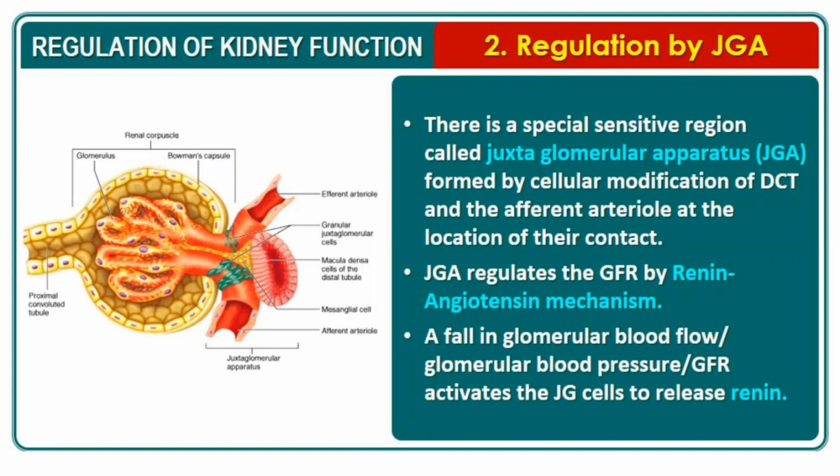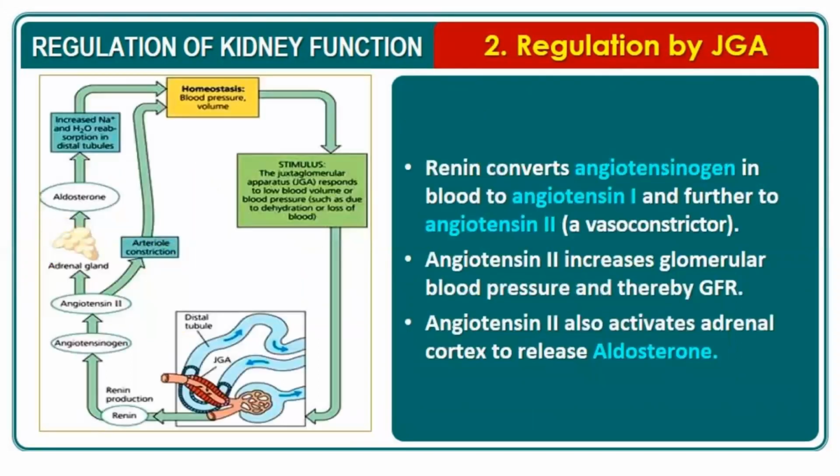A fall in glomerular blood flow, that is glomerular blood pressure, GFR, activates JG cells to release renin. Now, renin converts angiotensinogen that is present in blood to angiotensin 1 and then further converts it into angiotensin 2, which is a vasoconstrictor. Angiotensin 2 increases glomerular blood pressure and thereby GFR.